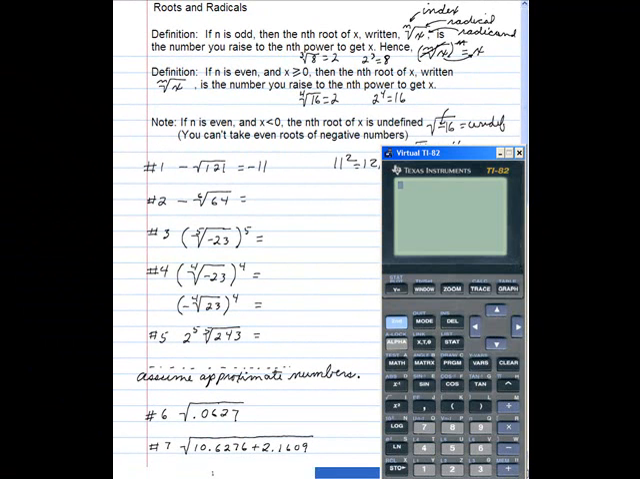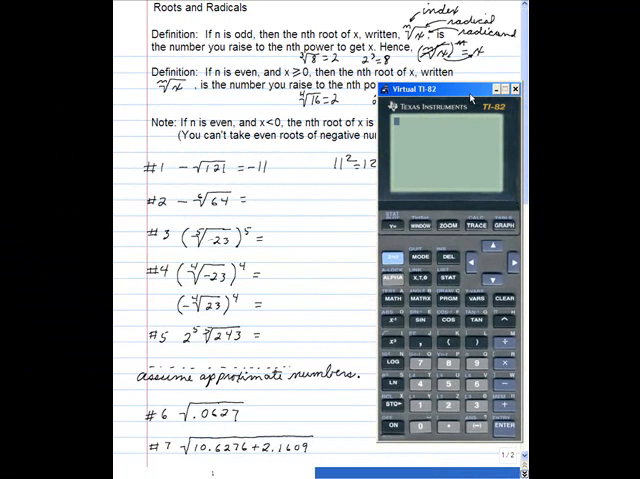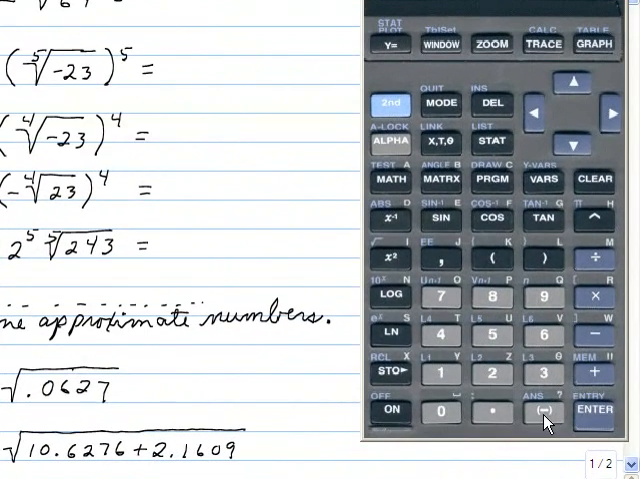Now, let's see how that would work on our calculator. I'll move the calculator up a little bit to give me better access to the keys, and let's put that in. We start off with a negative sign. Negative sign is down here on the bottom. You can see the little arrow on the negative.